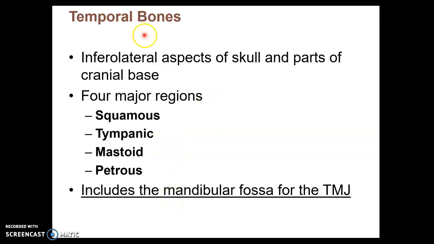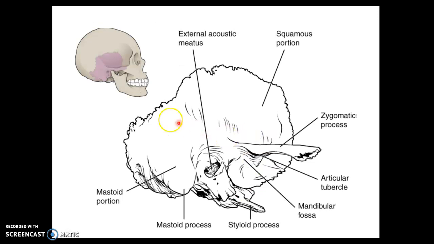But important point is that the temporal bones include a mandibular fossa. A fossa is a basin-like depression in bone, and in this case it's for the mandible, which is your lower jaw. So your lower jaw connects with the temporal bone to form the TMJ, which is your temporomandibular joint. So let's look at that on this picture here.